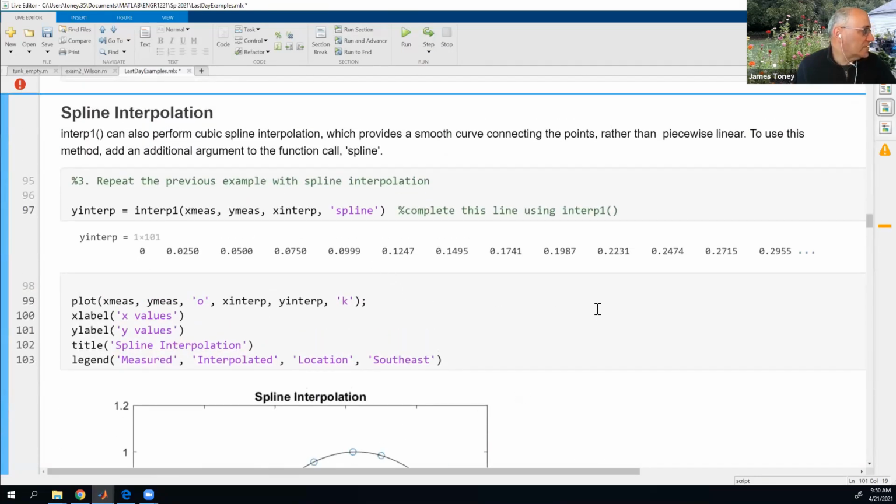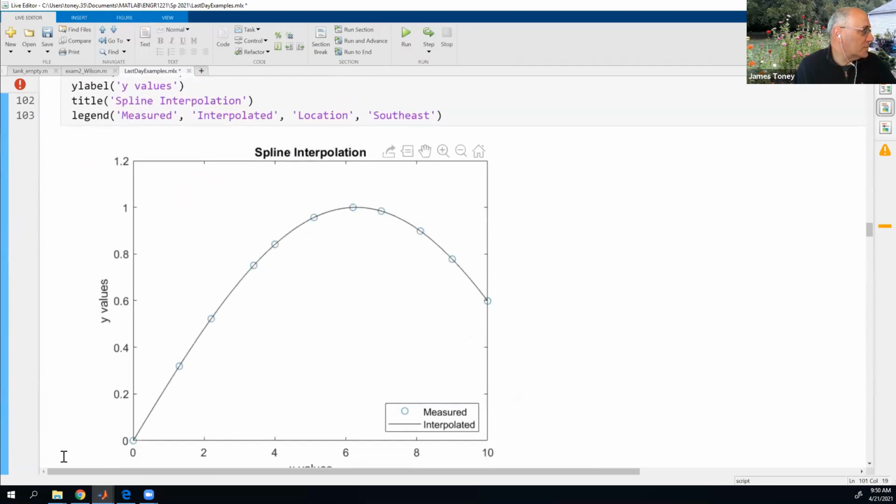You can do not just linear interpolation, you can do what's called cubic spline interpolation, where instead of just doing straight lines, it fits a smooth curve. It's a third order polynomial. It's not a curve fit, it's an interpolation. Basically what it does is take every 4 points and fit a cubic curve to those 4 points. Then it goes to the next one and does a cubic curve for those 4 points. So you end up getting a smooth curve that goes through all the data points.